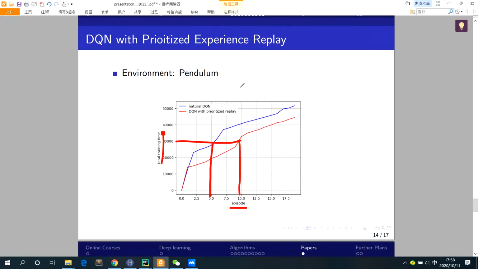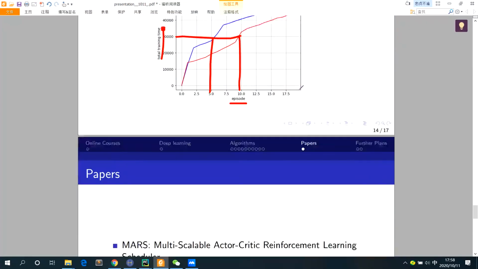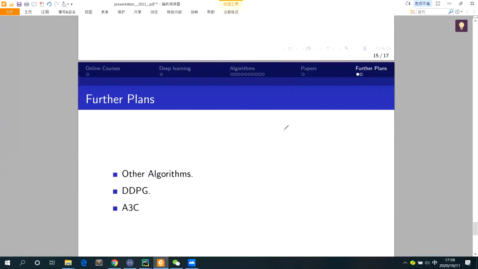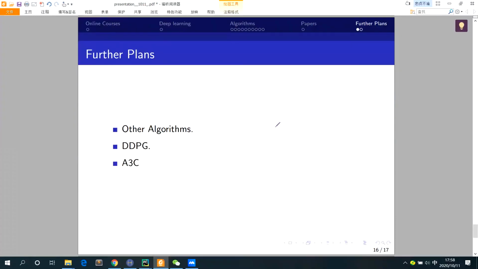And that's the end of this paper I read last month. For the next stage, because I have finished the theoretical part of the online courses, I will concentrate more on my PhD project and on higher-level algorithms, DDPG and A3C. And these are my plans for next month. That's all. Thank you.